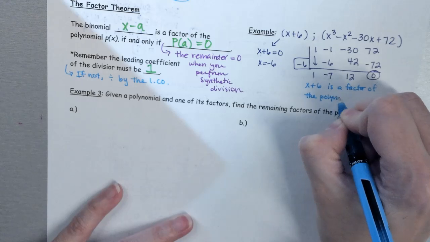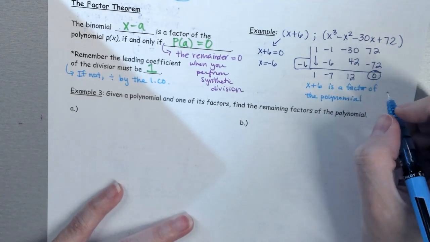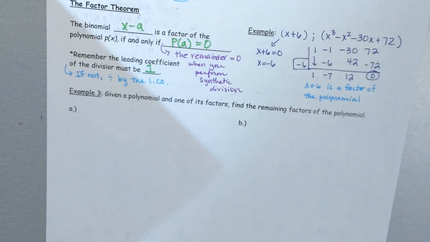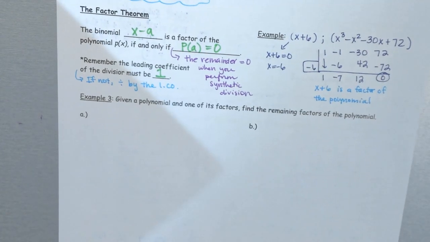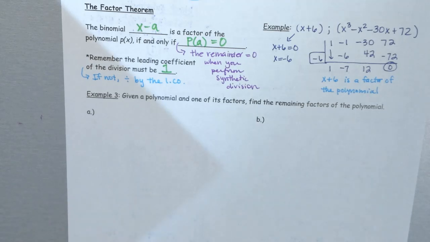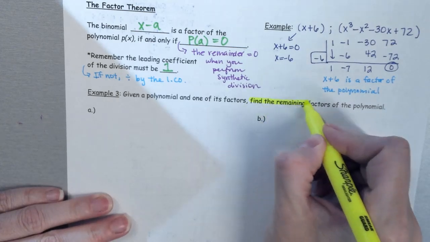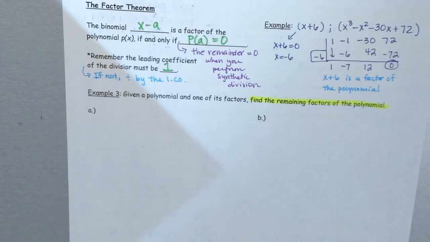So factors go into values evenly. Okay, so factors of 12 are 1, 2, 3, 4, 6, 12, because they all go in there evenly. Polynomials also have factors. Okay, and they are expressions. So example 3 says, given a polynomial and one of its factors, find the remaining factors of the polynomial. So they're going to give you one factor, you have to find the rest.